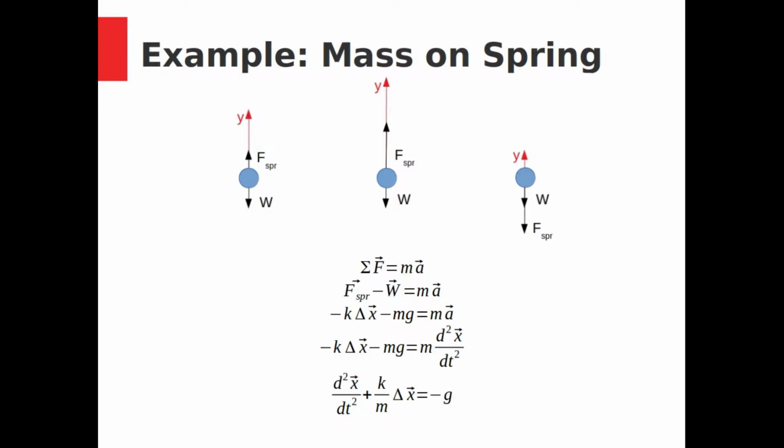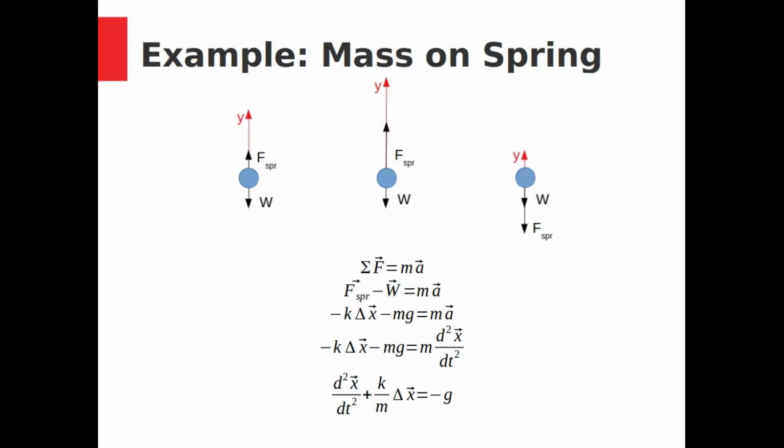The spring force equals negative kx, and the weight force is mg. Now comes the trick. Acceleration is the second derivative of position, so we can rewrite the equation like this. Finally, we can move some terms around to yield the equation at the bottom of the screen. This is called a differential equation.